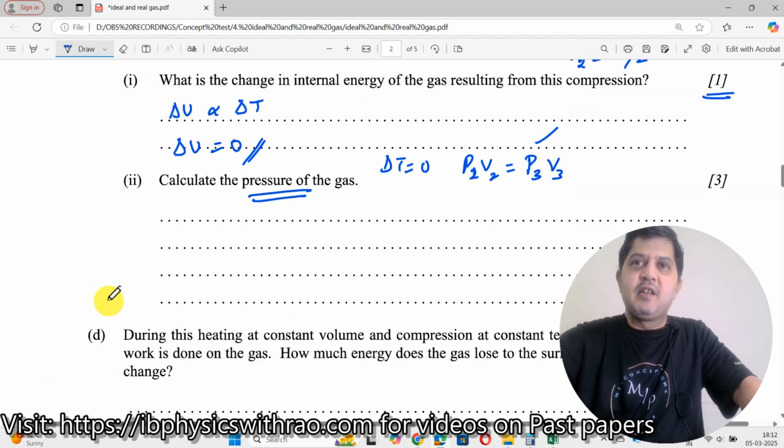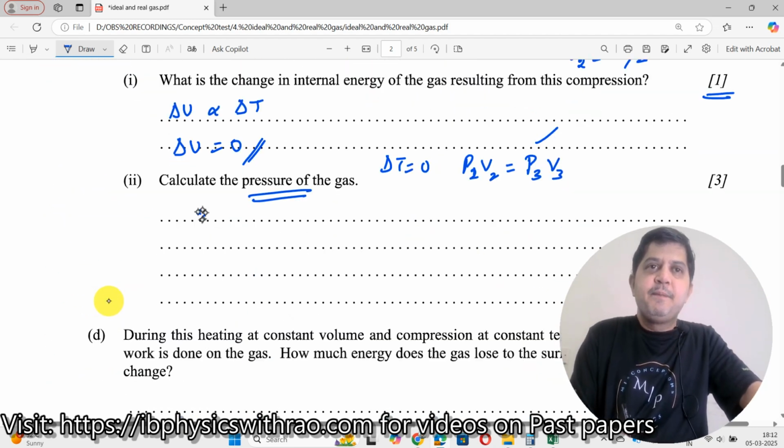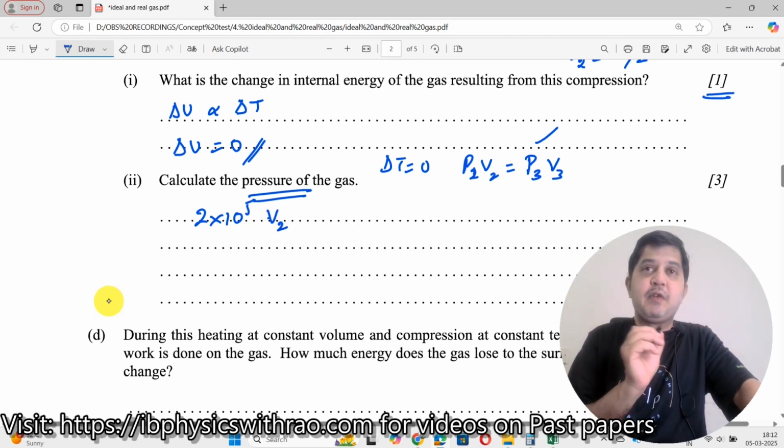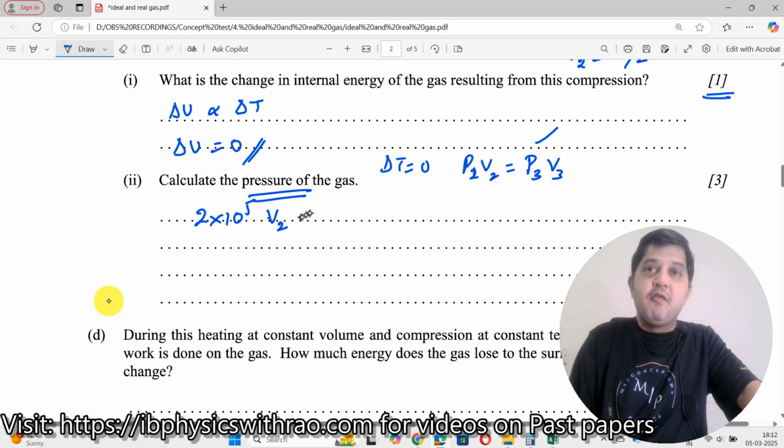So now P2 is 2 into 10 to the power of 5. And what is V2? V2 is some V2. I will just write V2 itself. I'm not going to calculate or write anything over here. This should now be equal to P3. I do not know P3, so I'll write it like this.